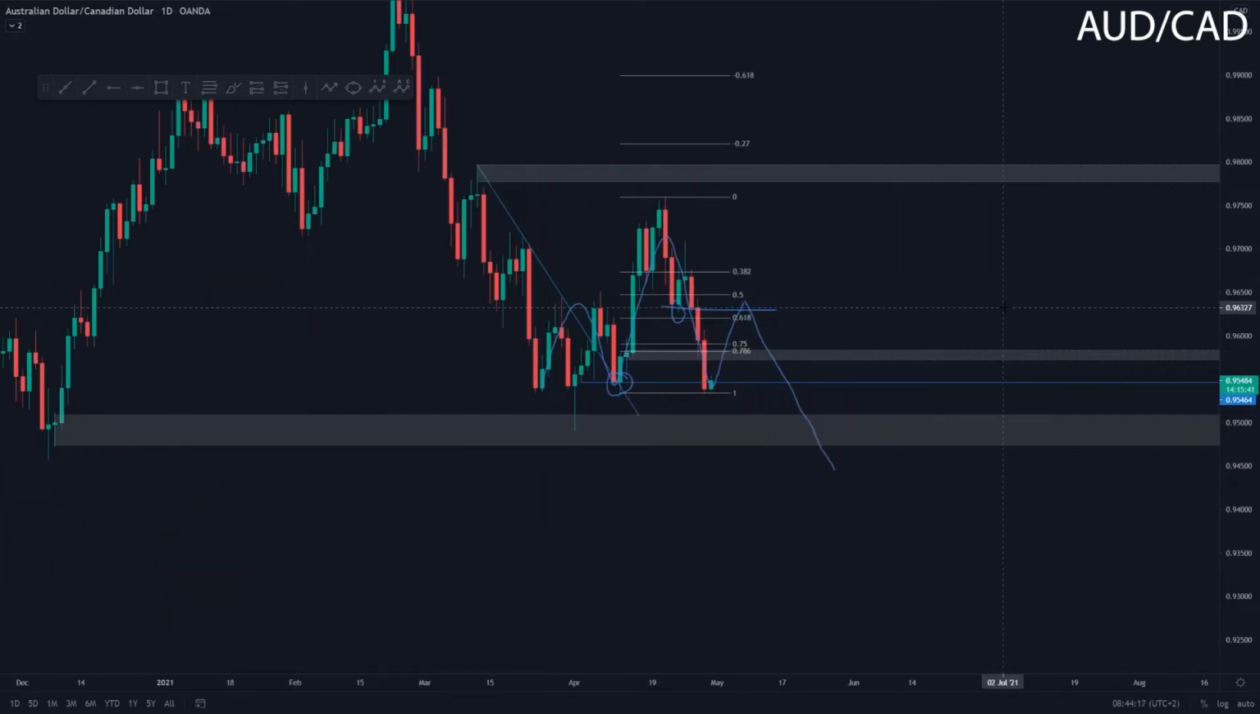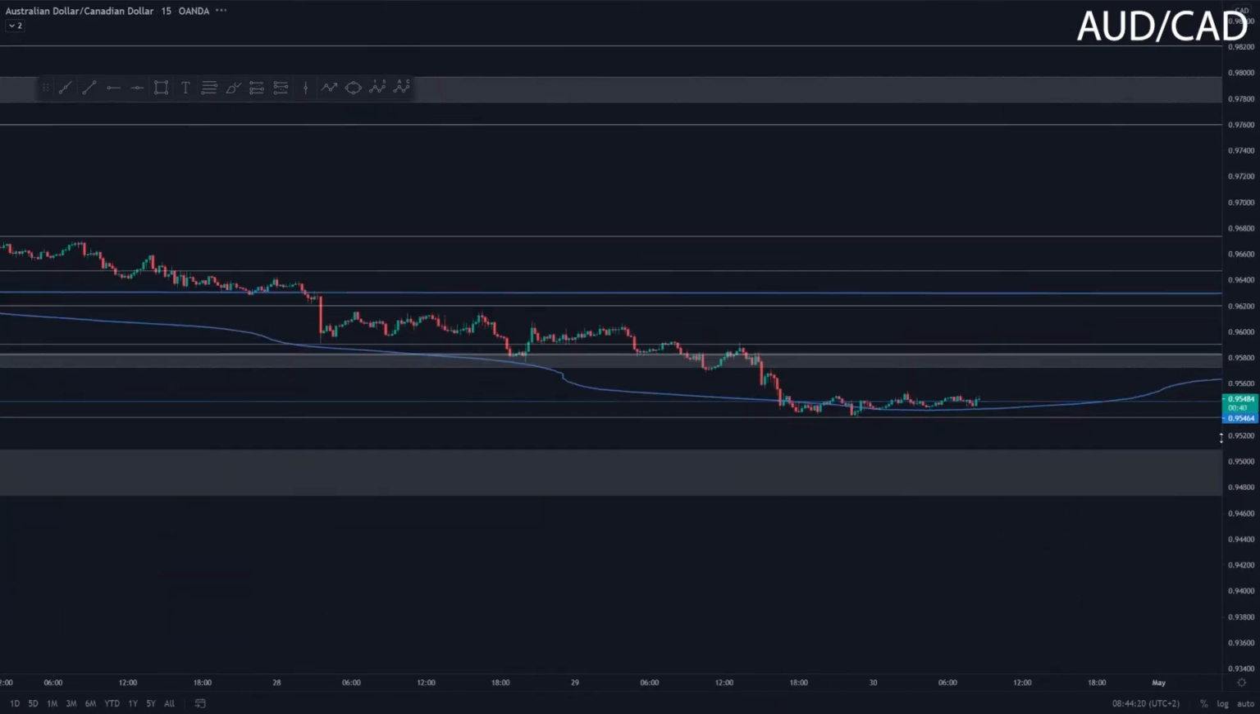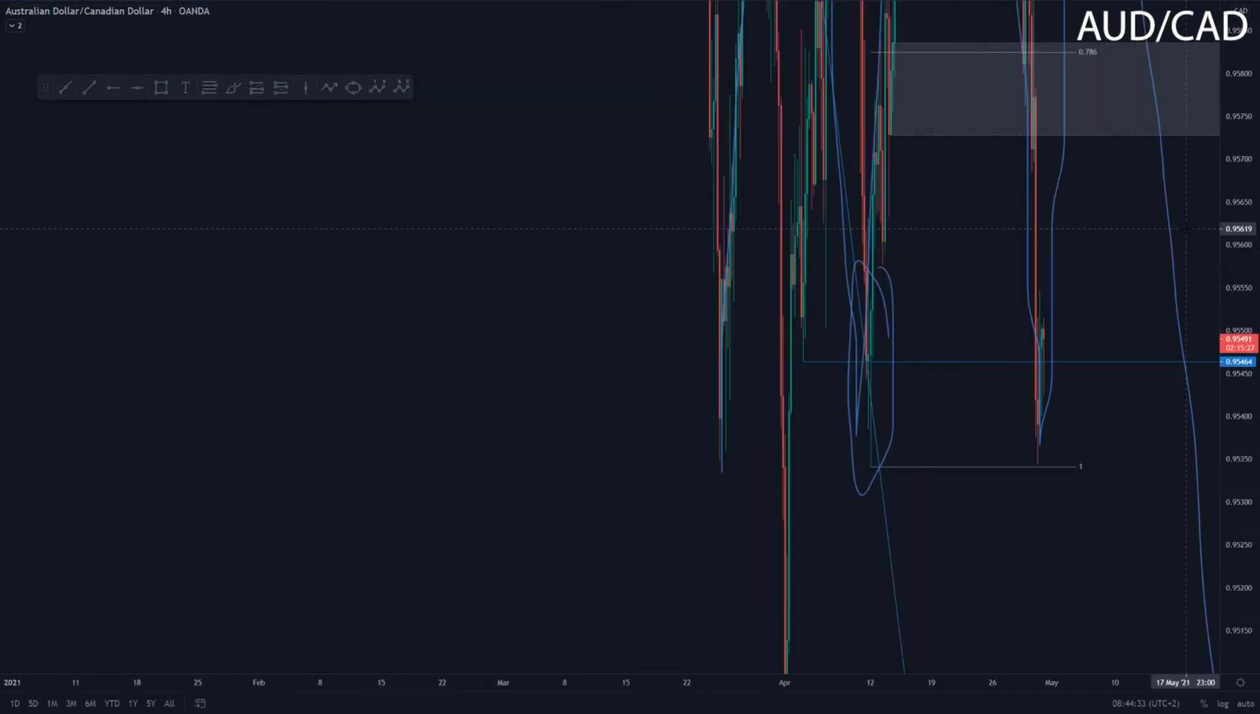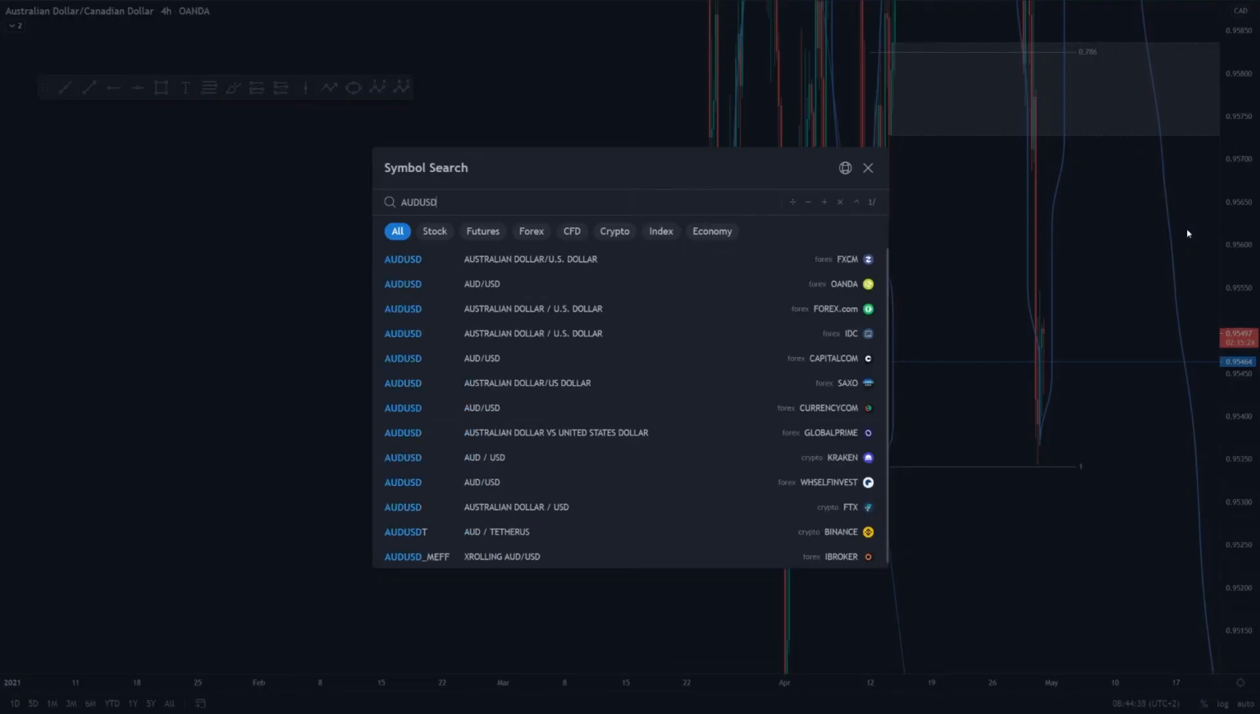However, nothing interesting at the moment. Maybe a lower time frame long could be on the board after breaking out of this area of consolidation. So with AUDCAD discussed, let's head over to Aussie dollar.